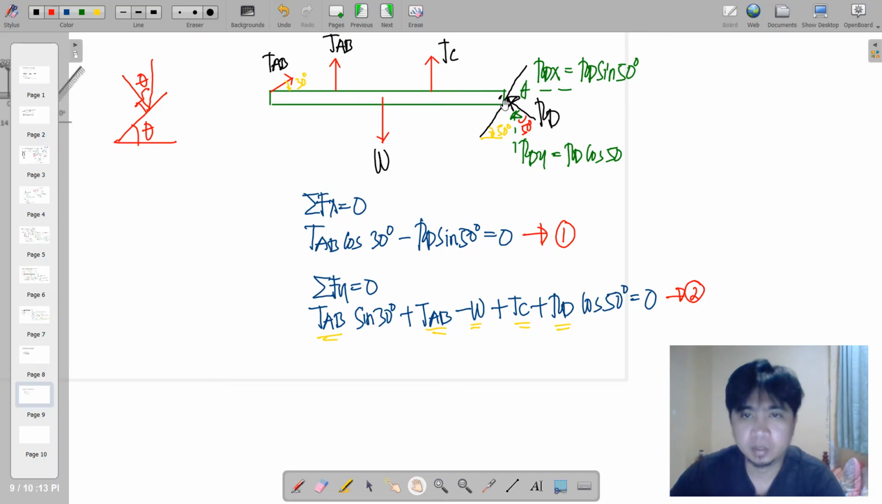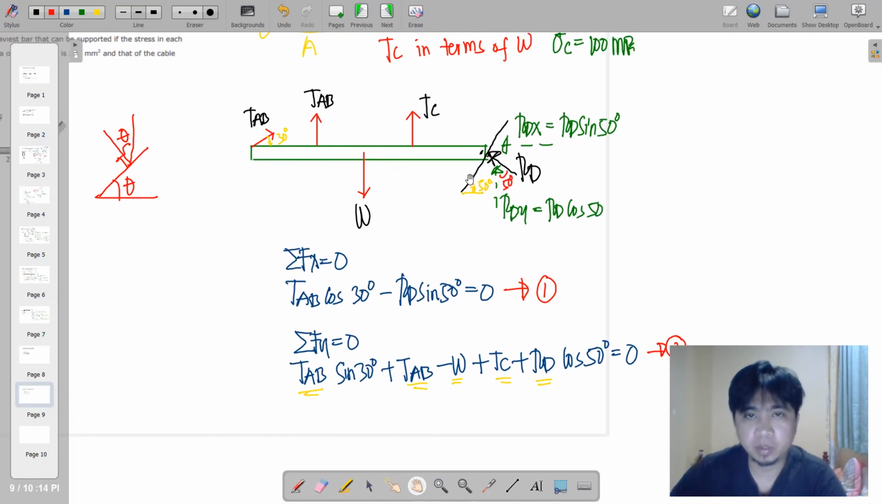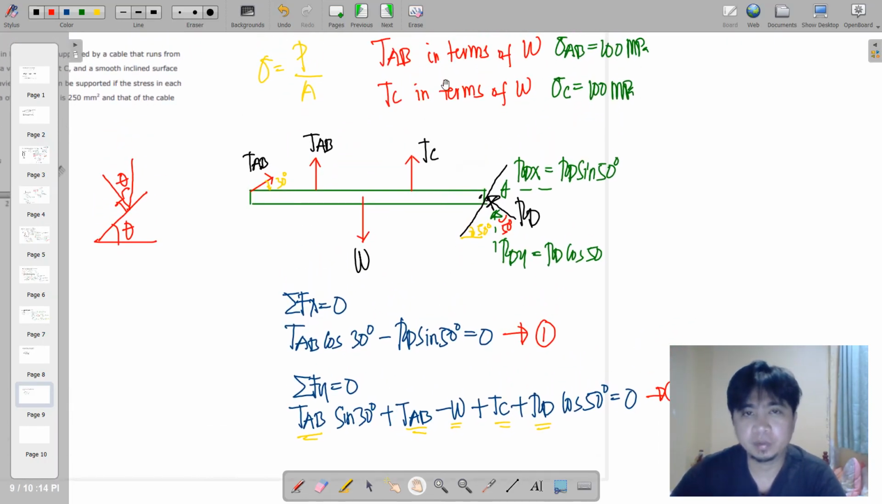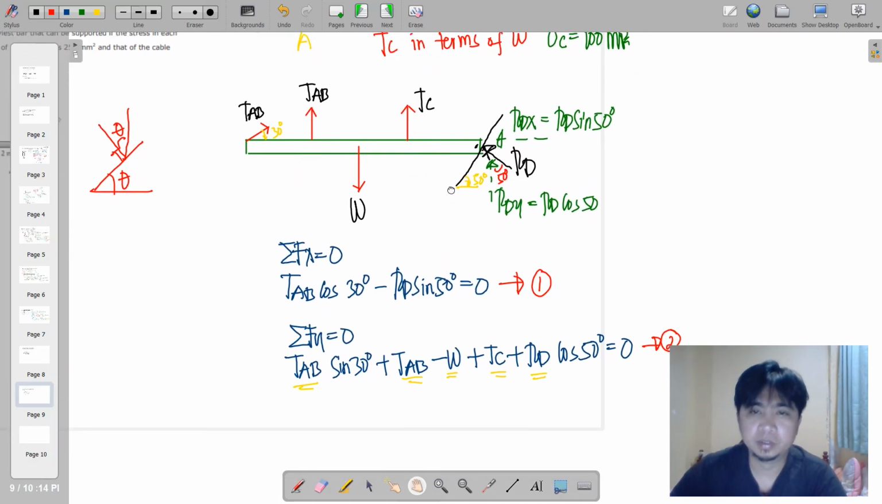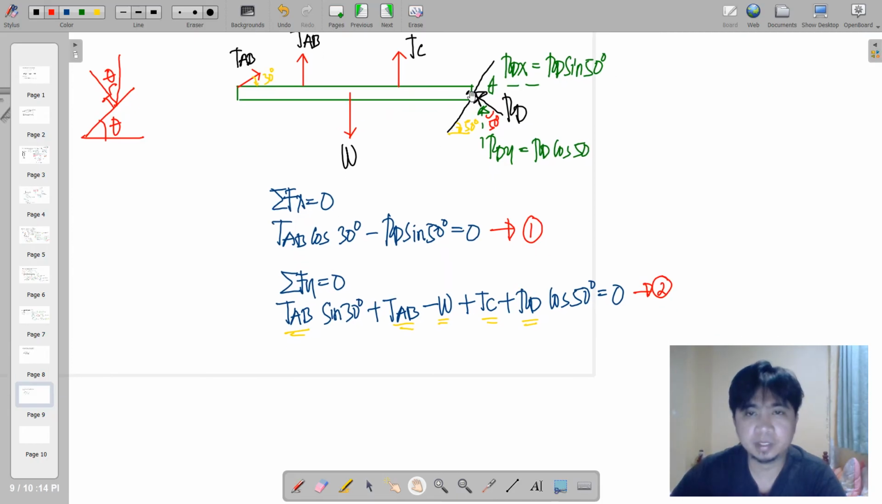Of course, we wanted RD to be out of the picture if we are going to take moments, because going back to our objective, AB shall be in terms of W and C will be in terms of W. So obviously we are going to take moments at D in order for D to be out of the equation. So we take moments at D.